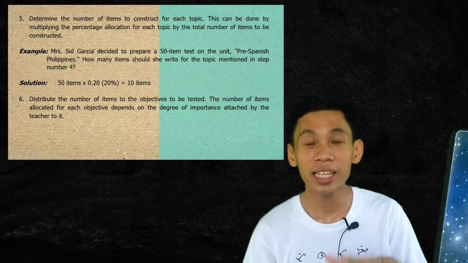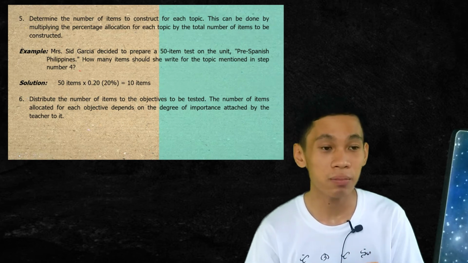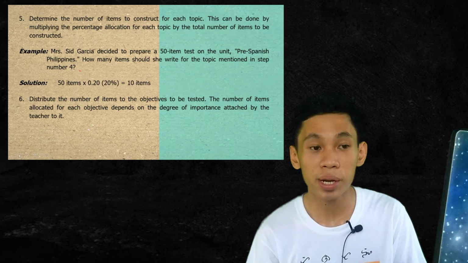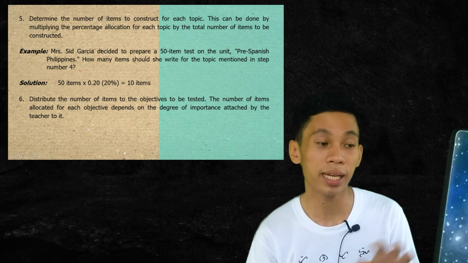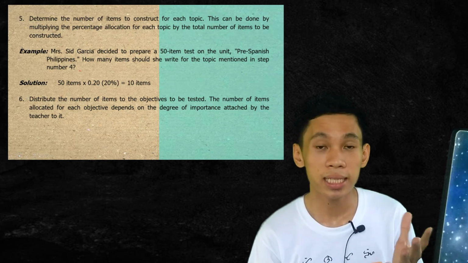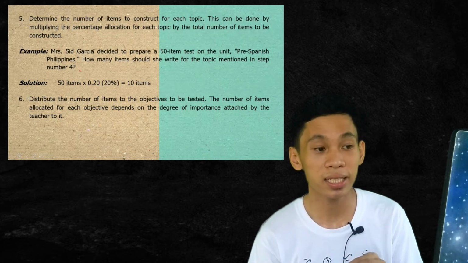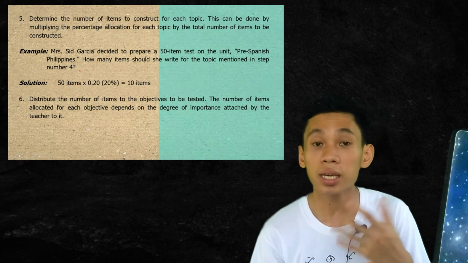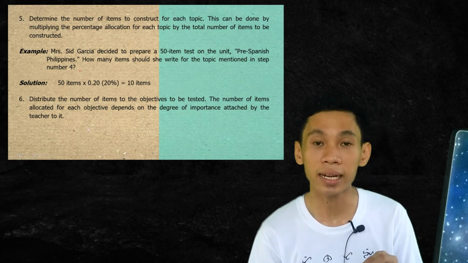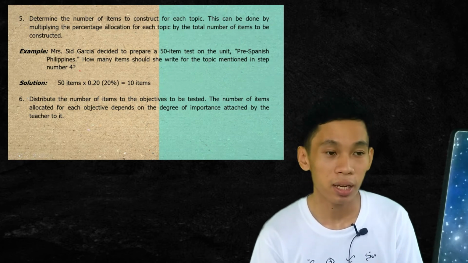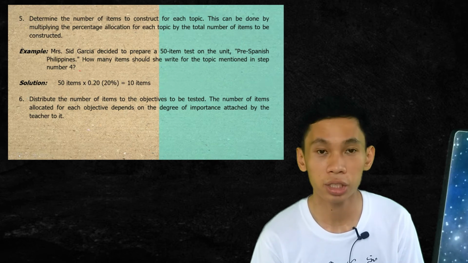Okay, kung ilang items yung kanyang test. Okay, so paano natin ma-determine kung ilang items ang gagawin natin para dun sa topic or sa lesson na Pre-Spanish Philippines? Okay, ganito lang yan. 50 items, yung total number ng ginawang test ni Mrs. Sid, i-times niya lang sa nakuha natin kanina na 0.20. And then, ang maging resulta or the answer is 10. Okay? Therefore, 10 items ang gagawin ni Mrs. Sid na questions under Pre-Spanish Philippines.